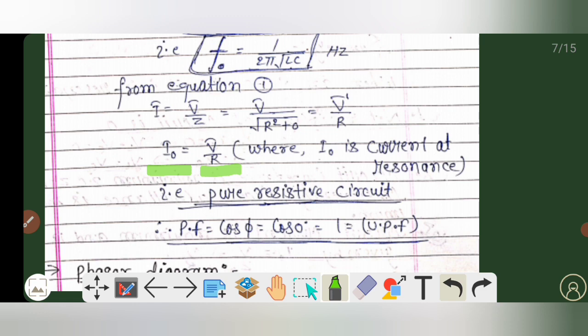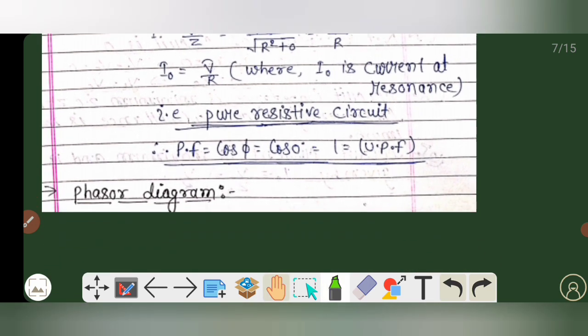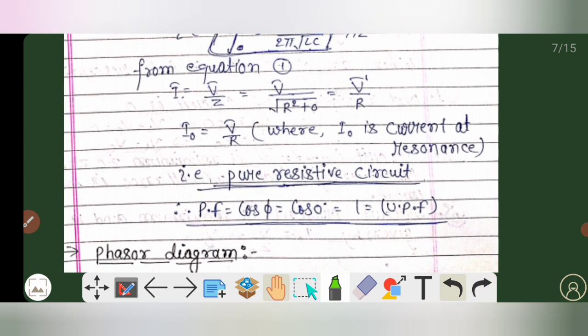So my dear friends, there is no reactive, capacitive or inductive term here. So we can say that the circuit at series resonance will be a pure resistive circuit. We also know that in a pure resistive circuit, the angle between the voltage and current is 0. So if you want to calculate the power factor, it comes out to be unity power factor, that is 1.